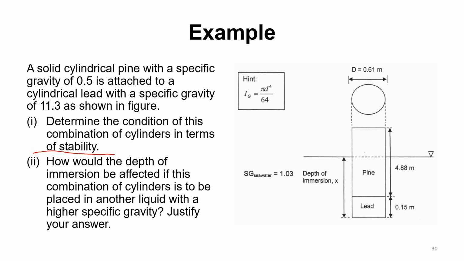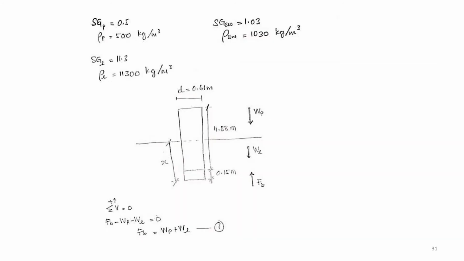What would the depth be if this combination of cylinders needs to be placed in another liquid with a higher specific gravity? So when we need to immerse it in mercury, okay, not in oil, because oil's specific gravity is lower than water. Then we need to justify the answer. Then we need to convert the SG to density. So this is the density for pine, we have the density for seawater, and also the density for lead.